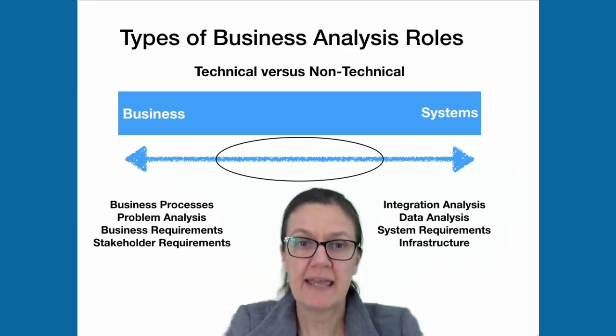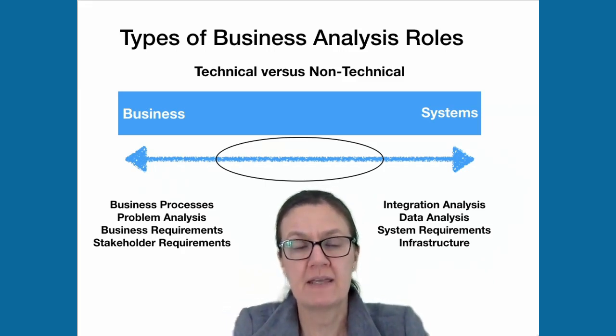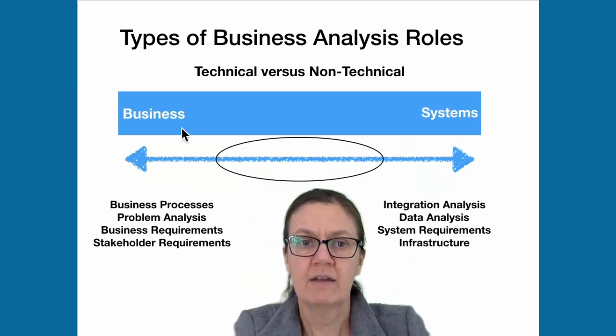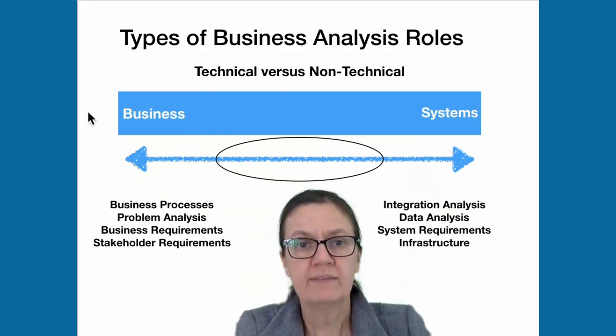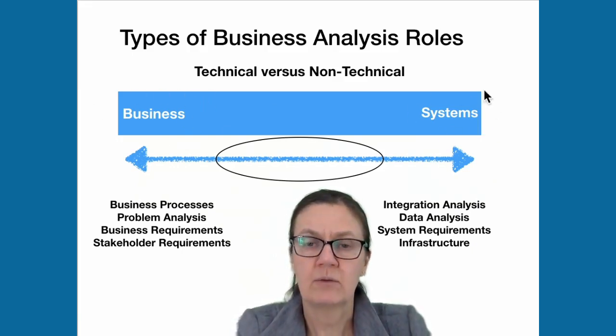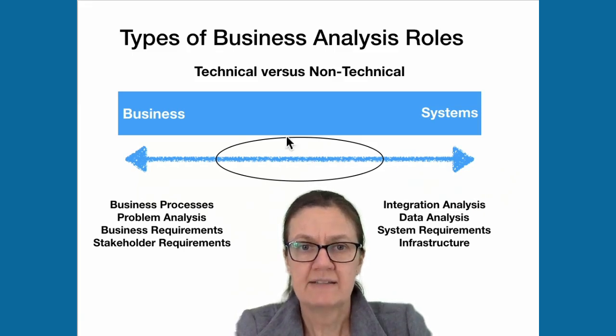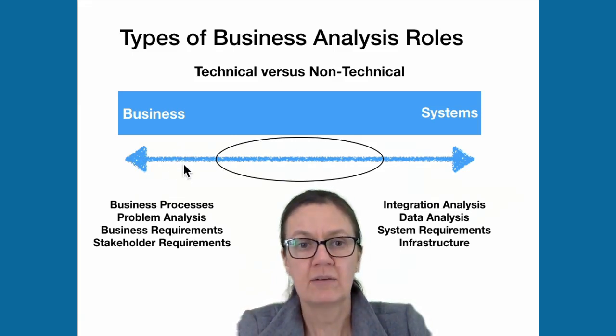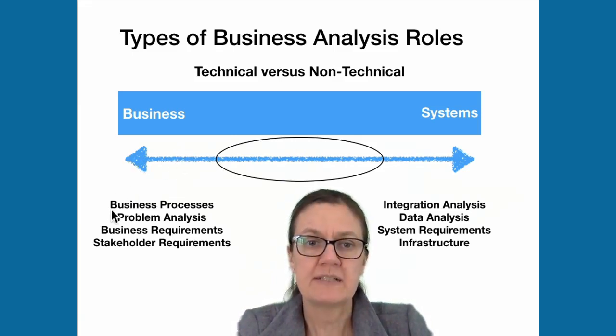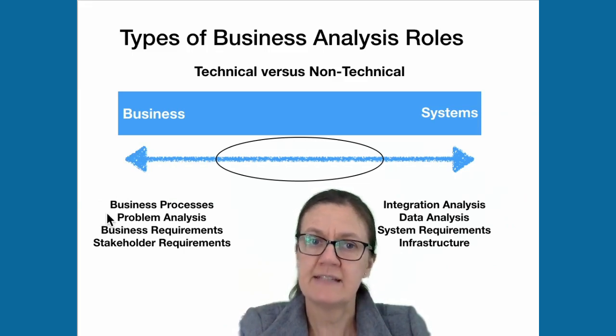Okay, so if we have a look at this diagram behind me, I have drawn a diagram to show business on the one side and systems on the other side, basically meaning non-technical and more technical skills. Most business analysts will fall somewhere on this spectrum. Some business analysts would be very non-technical, and they will purely be focusing around business processes, problem analysis, all of the business language and business issues.